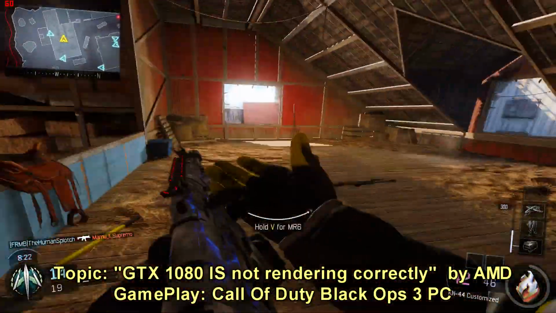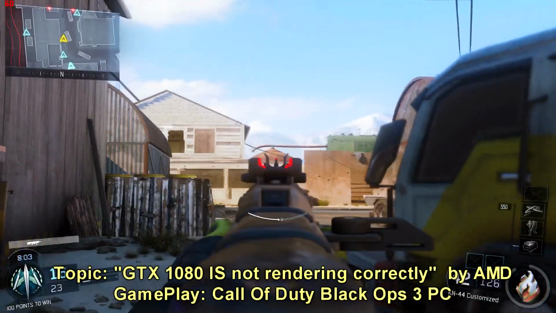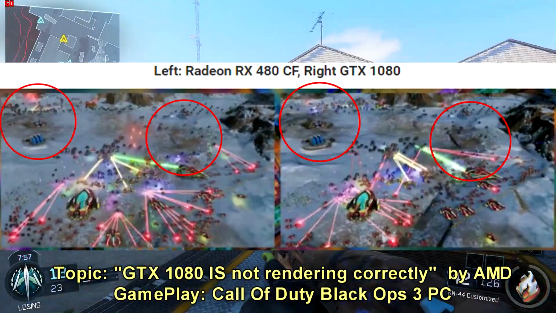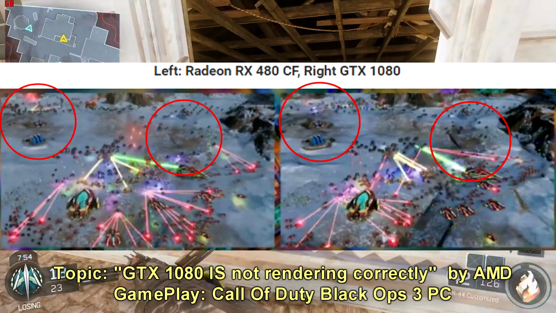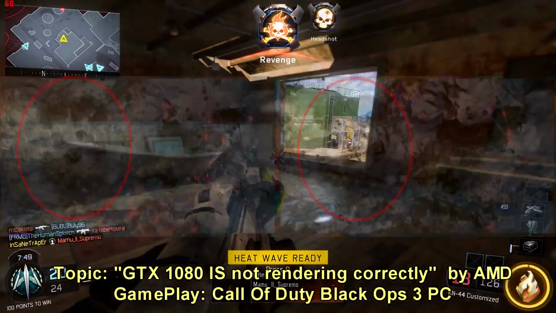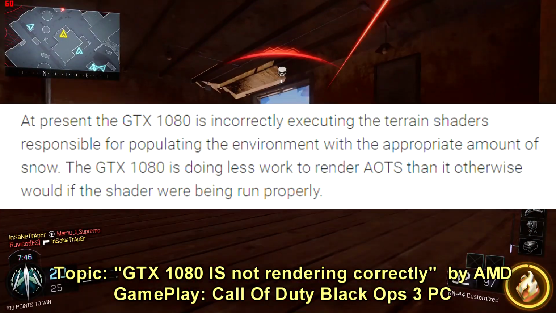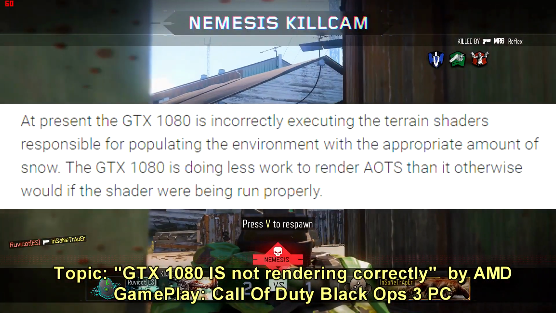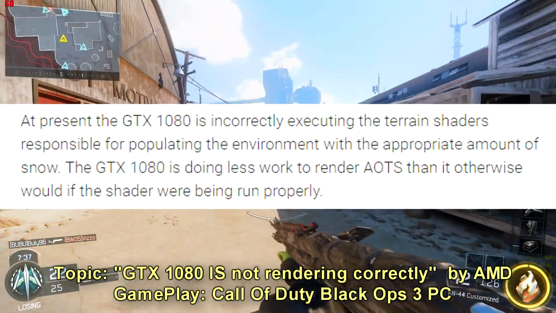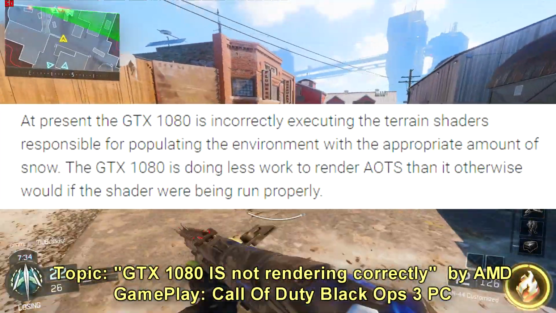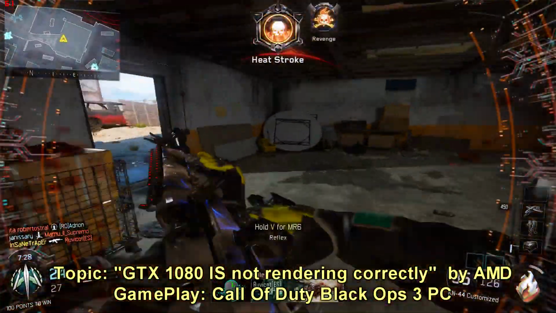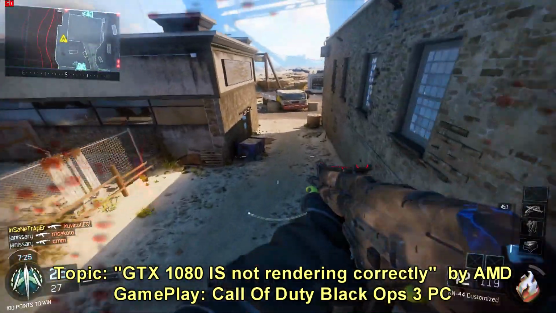But some people found discrepancies in those benchmarks because the images given by AMD had some differences, like the shadowing and the snow, as I'm showing on the screen. After that, AMD came up today with a statement: at present the GTX 1080 is incorrectly executing the terrain shaders responsible for populating the environment with the appropriate amount of snow. The GTX 1080 is doing less work to render Ashes of the Singularity than it otherwise would if the shaders were being run properly. So this statement was given by AMD about the 1080 not rendering the scenes correctly.